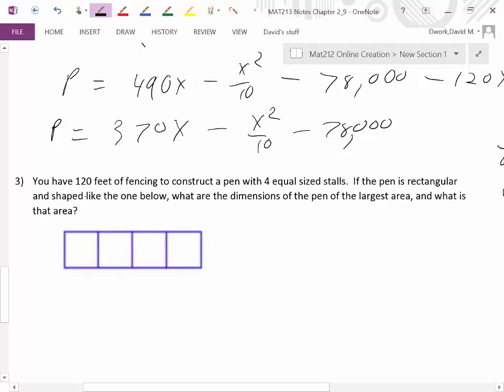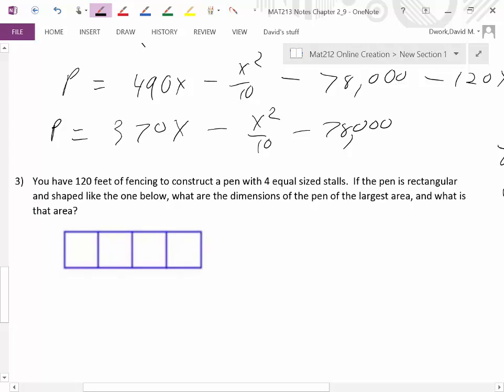Here it's saying if you have 120 feet of fence to construct a pen with 4 equal sized stalls, and the pen is rectangular and shaped like the one below, what are the dimensions of the pen with the largest area and what is the area?